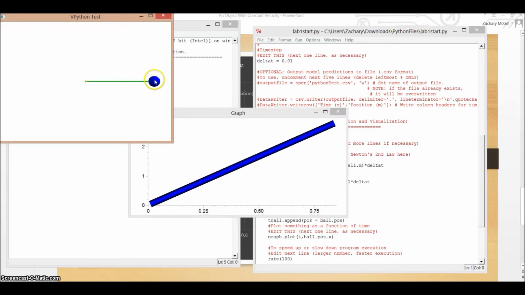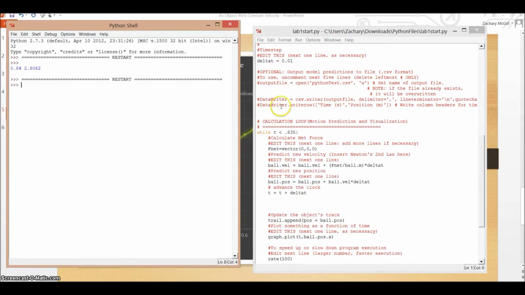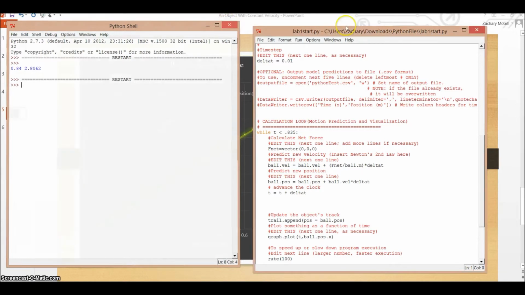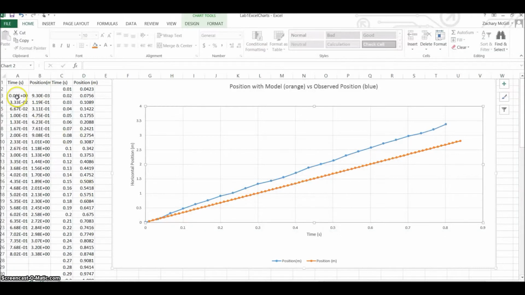This first part is a model of the car with a ball traveling along the horizontal axis, and then here you have a graph that looks very similar to the Excel data with the position versus time graph. Close this. Other lines of the code, these optional ones that are currently marked out, save the values calculated by the code in a CSV file, which we can then look at in an Excel plot.